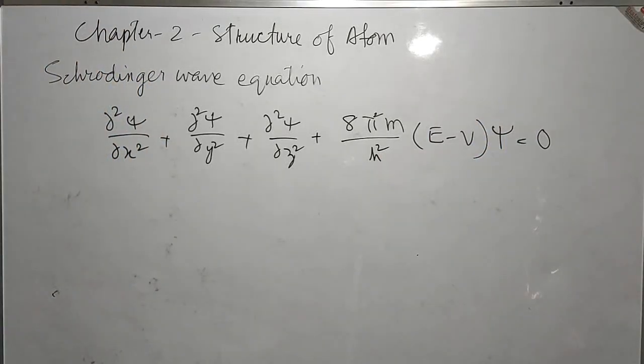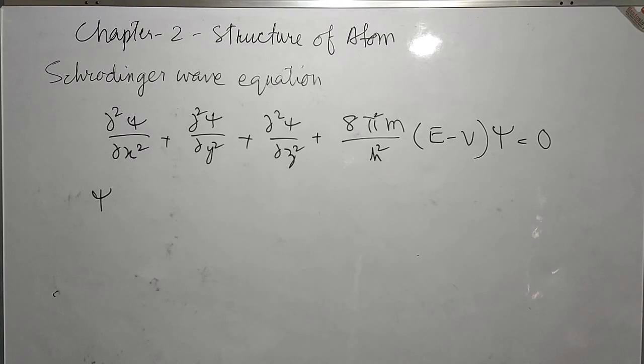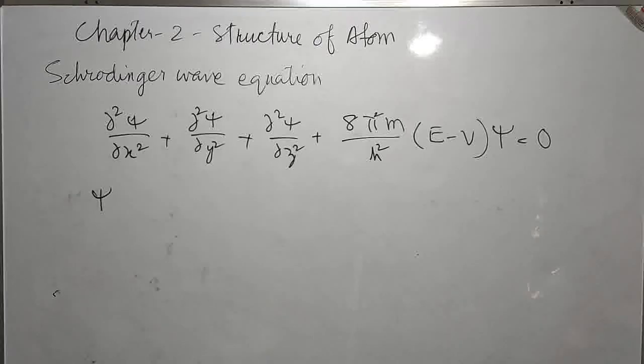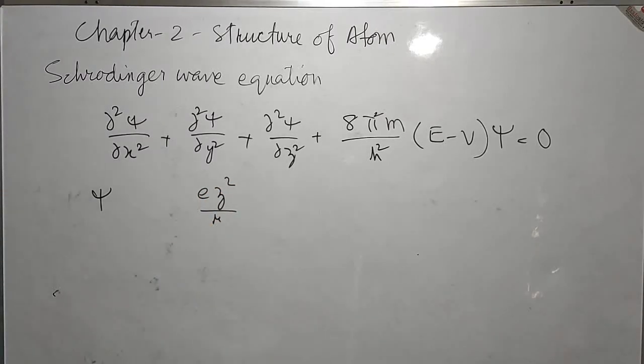Here psi is a function of space coordinates, that is x, y and z axes respectively. It represents the amplitude of the electron and it is called the wave function. Then m is the mass of an electron, capital E is the total energy of an electron. Then V is the potential energy of the electron, that is given by minus e z square by r. Then h is Planck's constant and delta is for infinitesimal change.